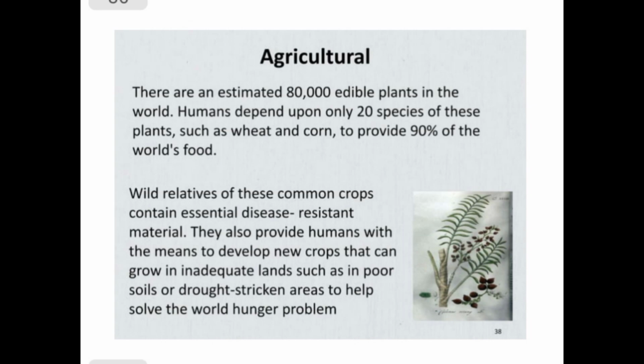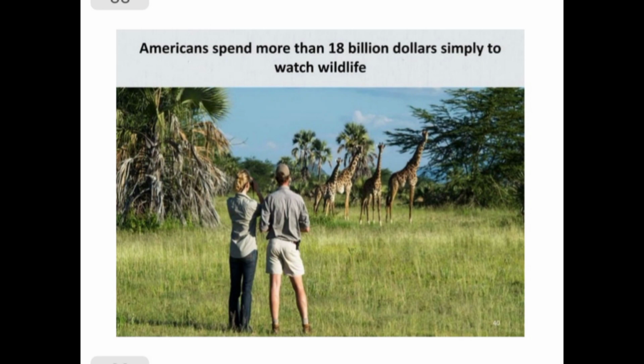Agriculture. There are an estimated 80,000 edible plants in the world. Humans depend on only 20 species of these plants, such as wheat, corn, etc., to provide 90% of the world's food. Wildlife relatives of these common crops contain essential disease resistant materials. They also provide humans with the means to develop new crops that can grow in inadequate land such as poor soil or drought stricken areas to help solve the world hunger problem. Americans spend more than $18 billion simply to watch wildlife.